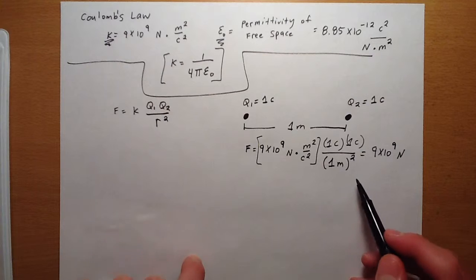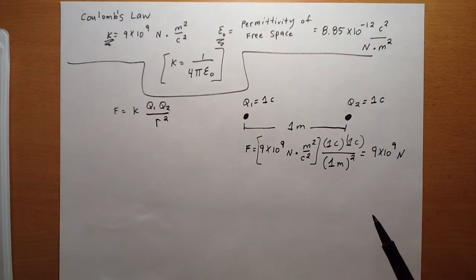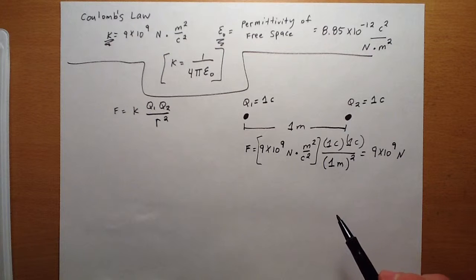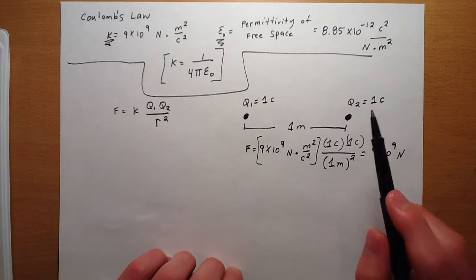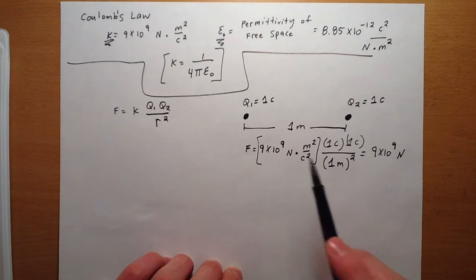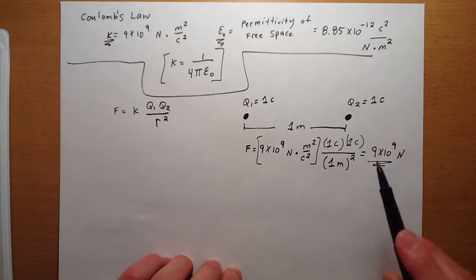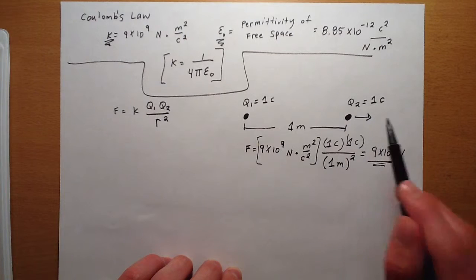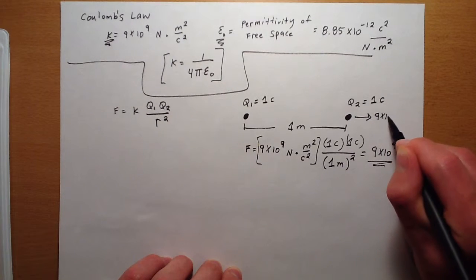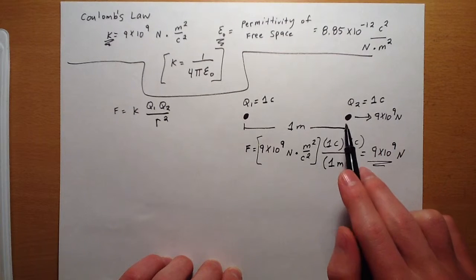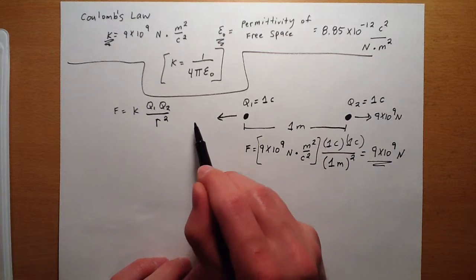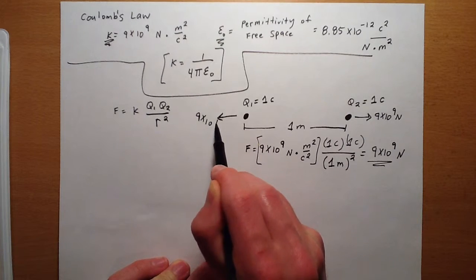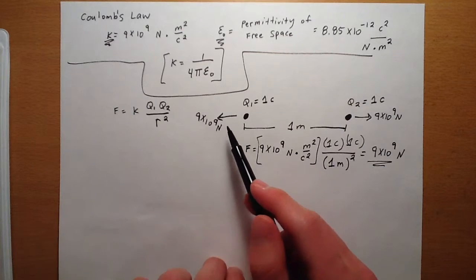But what does this force represent? This force represents the Newton force on each of the objects individually. So the force on Q2 due to Q1 is this. There's going to be a force equal to 9 times 10 to the ninth newtons on Q2 going in this direction, and there's going to be a force of 9 times 10 to the ninth newtons going in this direction on Q1.